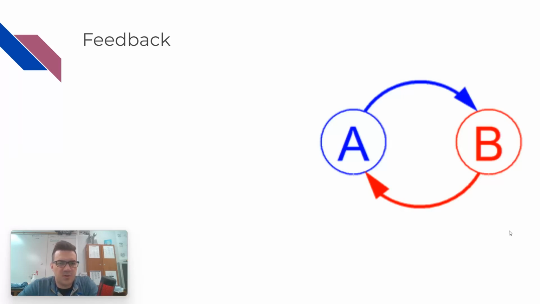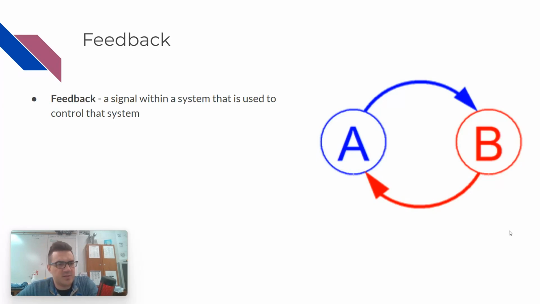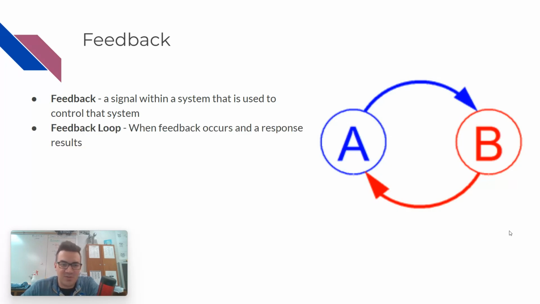Okay, this video is all about feedback and positive and negative feedback loops and mechanisms. So, what we mean by feedback is just a signal within a system that's used to control that system. So, something happens, and then in response, something else happens to help control what's going on. That's feedback essentially. Now, a feedback loop is when you have the feedback occur and a response happens, that's considered to be a feedback loop, right?